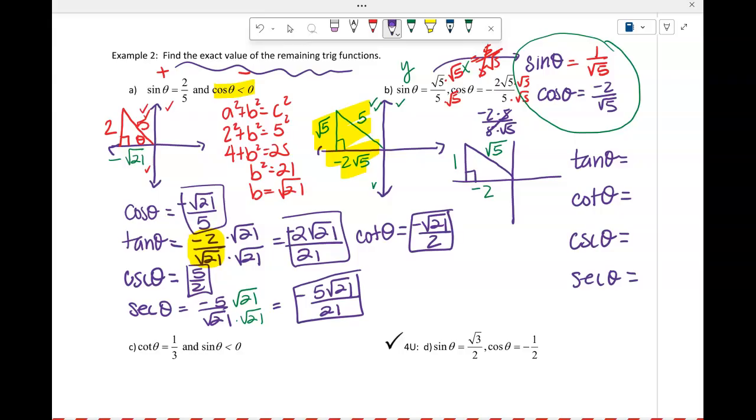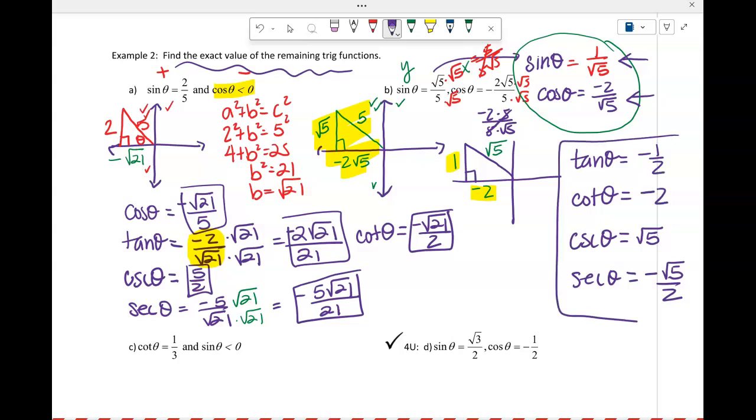Let's go find cosecant. Cosecant is the reciprocal of sine. Sine is 1 over rad 5, so cosecant is just going to be rad 5. Secant is reciprocal of cosine, so that's going to be a negative radical 5 all over 2. Tangent is going to be opposite over adjacent, so it's going to be a negative 1 over 2. And cotangent is reciprocal of that, so it's going to be a negative 2, and box that up.